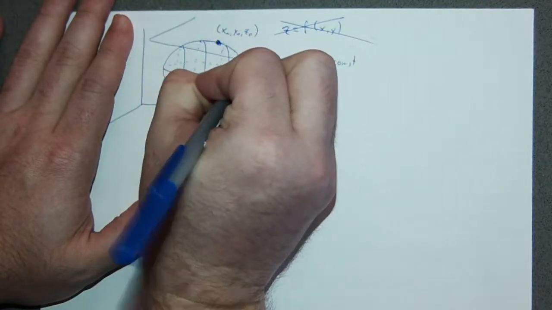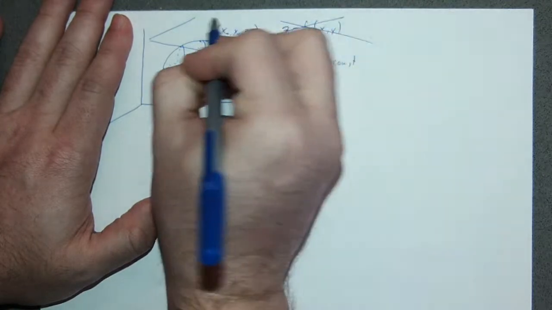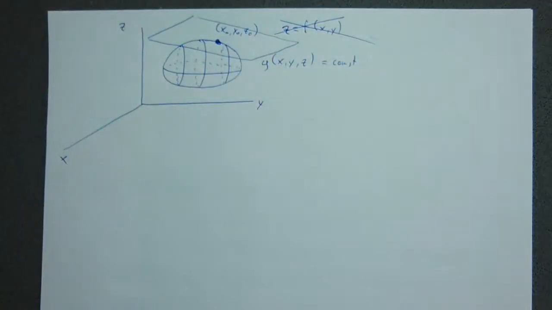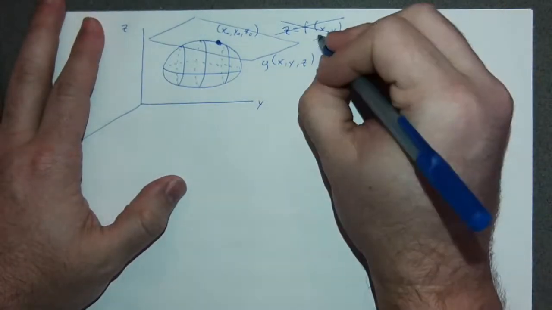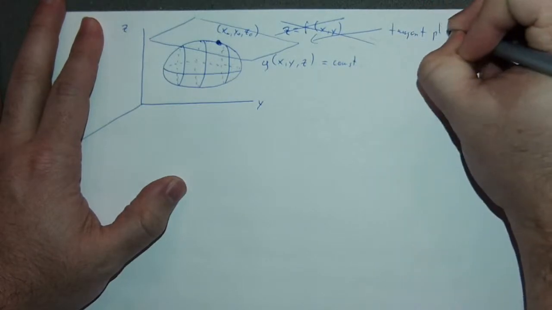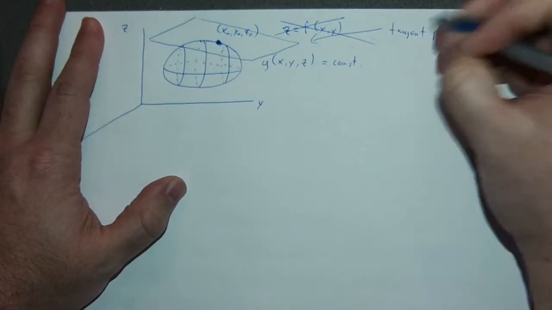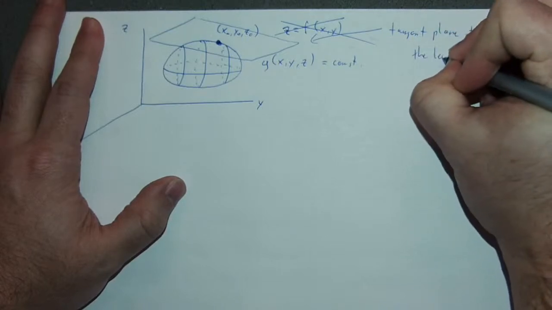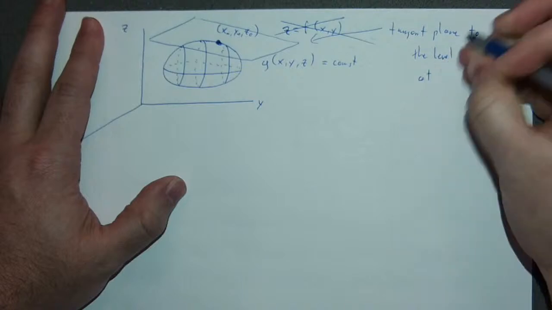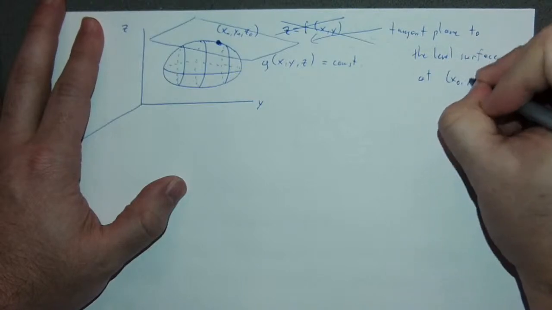So it is the tangent plane at this point that we are interested in. So this is the tangent plane. This is the tangent plane to the level surface at x naught, y naught, z naught.